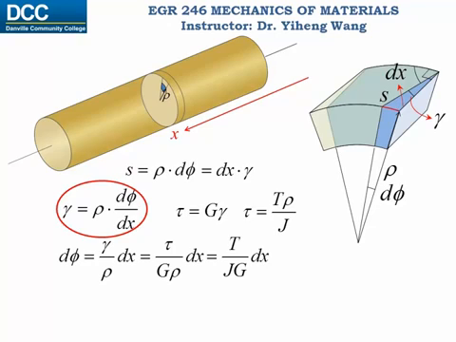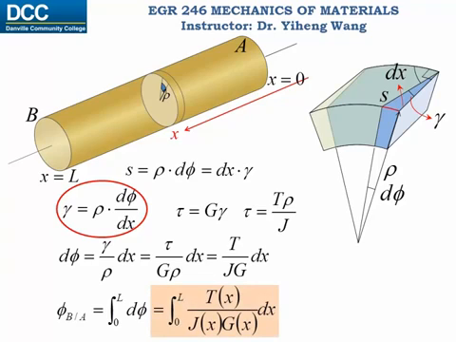Therefore, if we want to find out the angle of twist of one end of this shaft, say end B, which is at x equals L, relative to the other end, say end A, which is when x equals 0, then the angle of twist of B relative to A equals the integration of d phi along this entire length of the shaft from x equals 0 to x equals L, which equals the integration of T over JG dx.